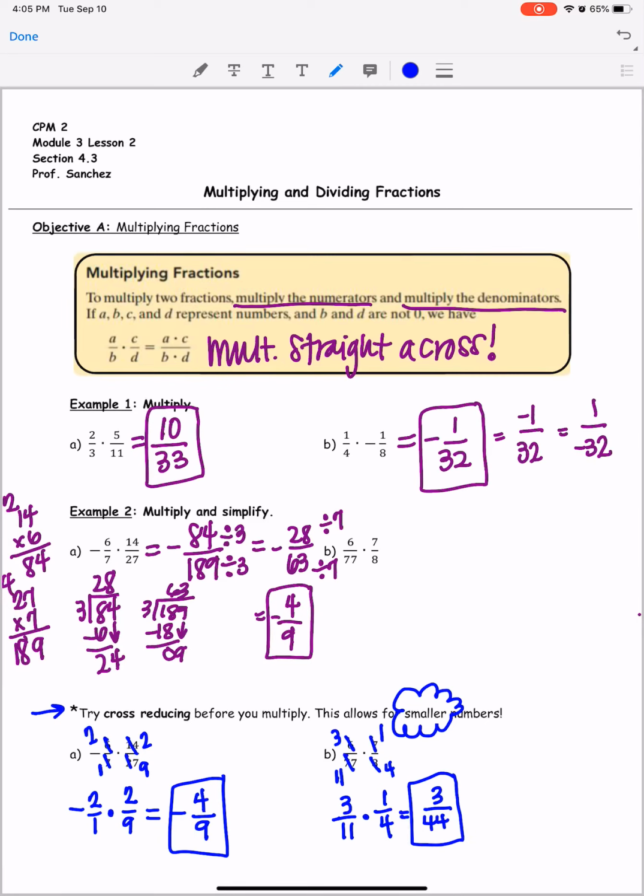Okay. Now, if you do all of your cross-reducing correctly, you should never have to reduce your final thing. So if you take care of business here, this business is good.